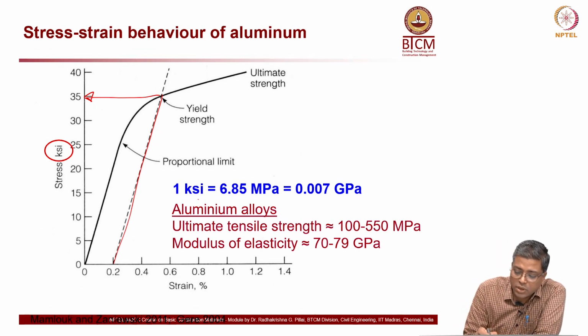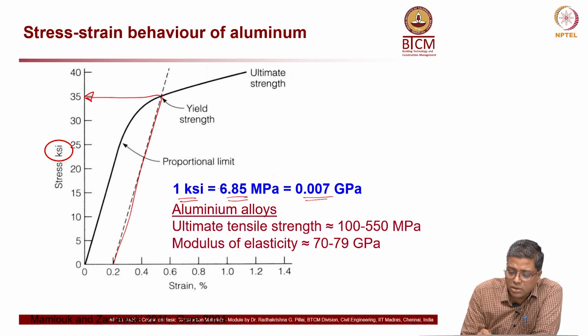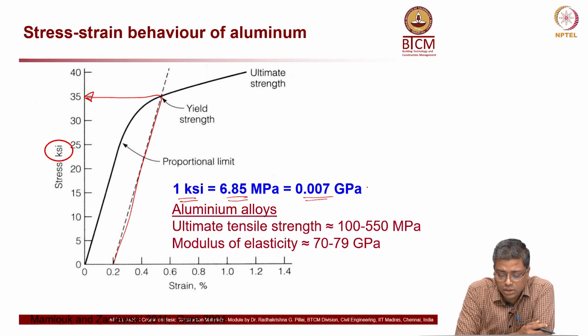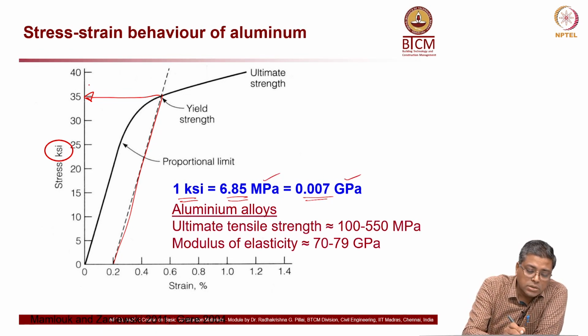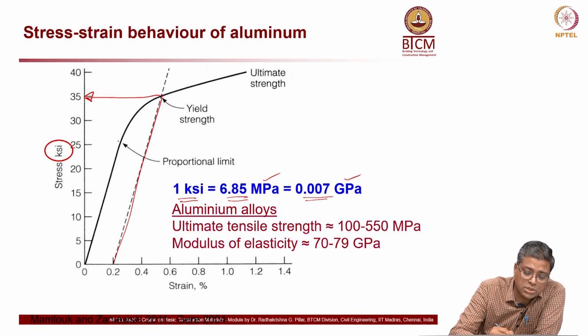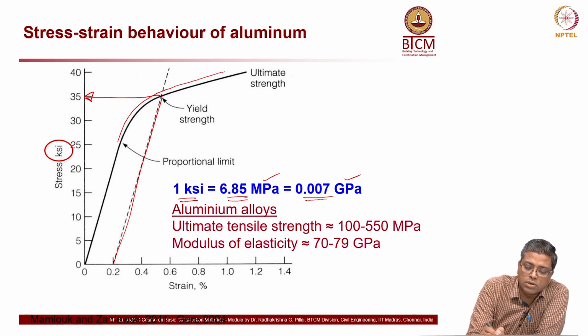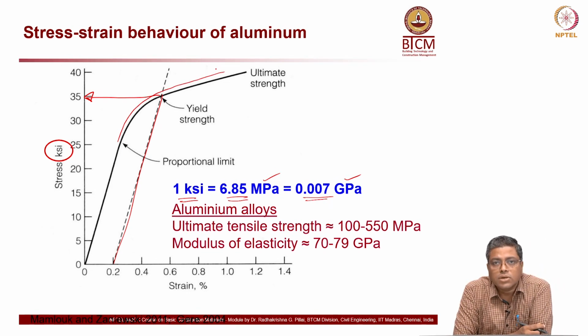Okay. Now, how do you convert that KSI to GPa or MPa? The equation is given in the blue thing here, 0.007 GPa. If you want to convert KSI to either MPa or GPa, you can look at these conversions. Okay. So, yield strength is this, and one thing to note here is there is no definite yield point, it is like very gradually it is changing. Okay. That is a particular feature of aluminum.